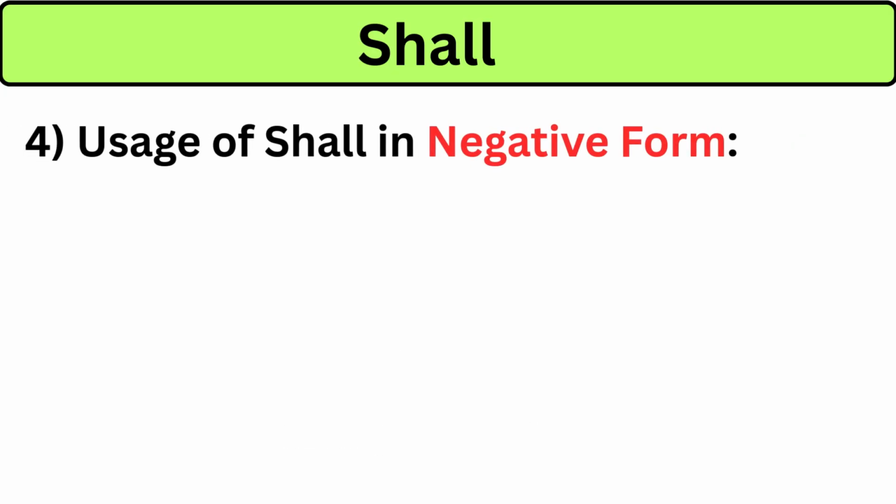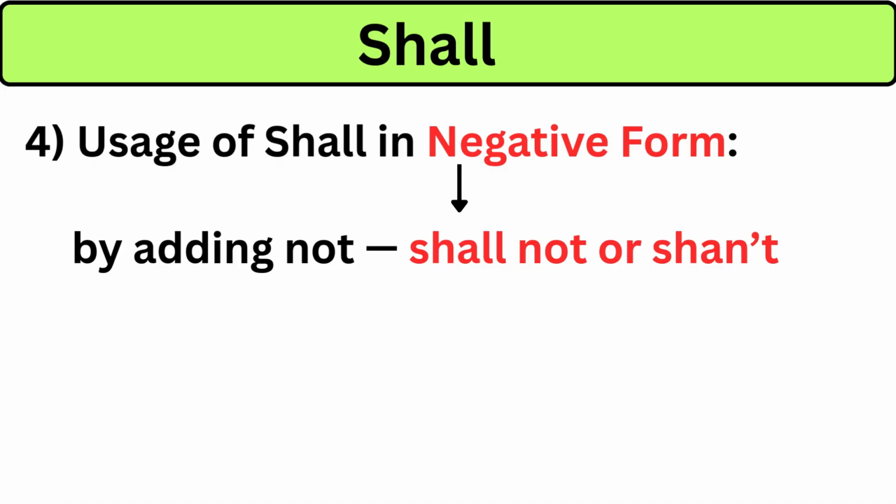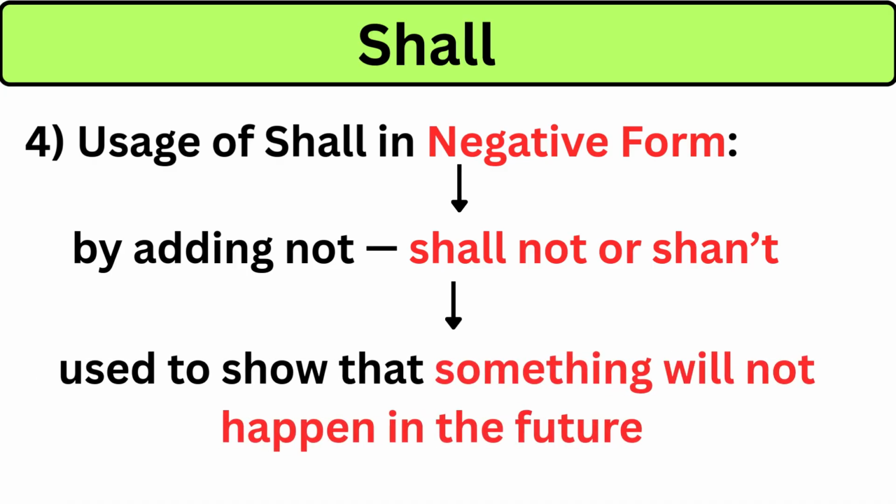Usage of shall in negative form. Shall is used in the negative form by adding not: shall not, or shan't. It is mostly used with I and we, used to show that something will not happen in the future. It is mostly used in formal English.